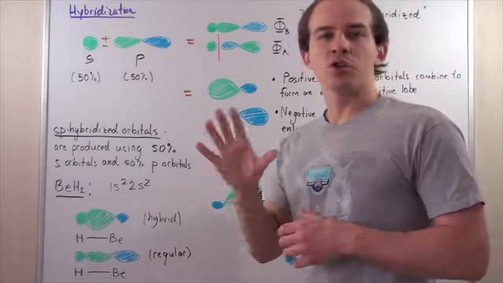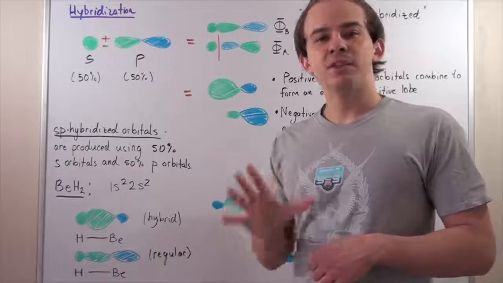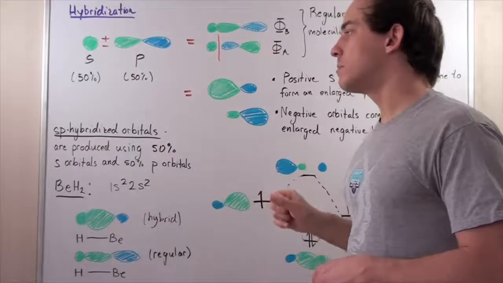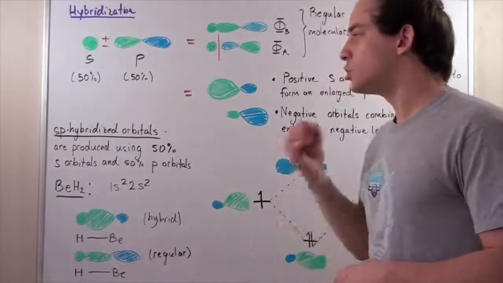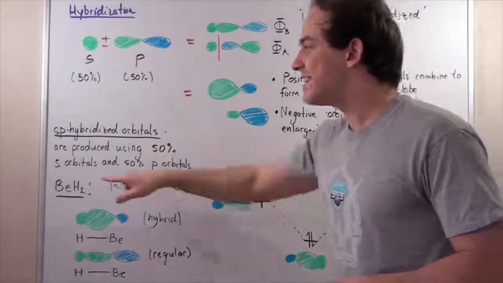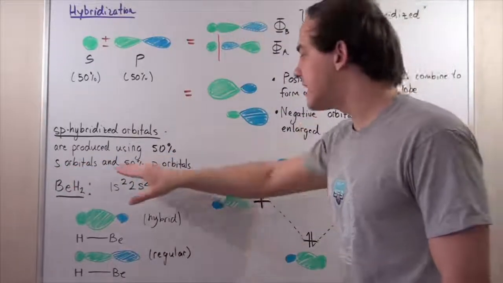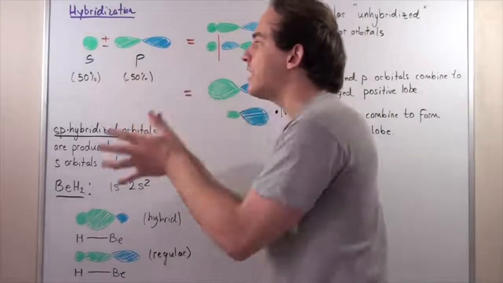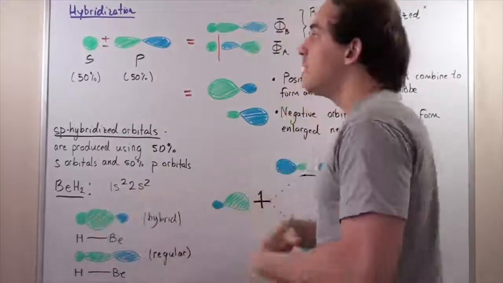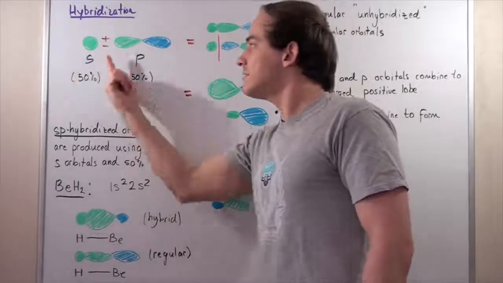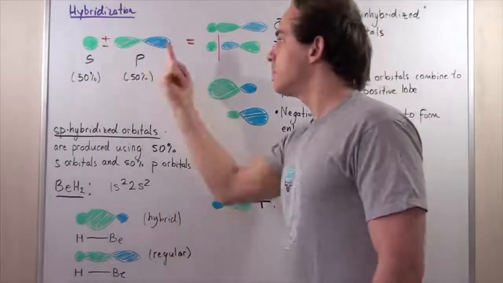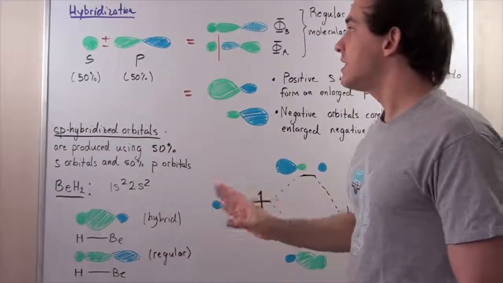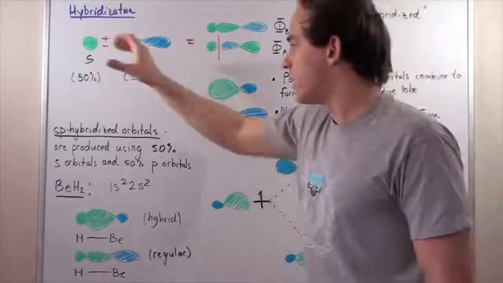Now in this lecture, we're going to only talk about sp hybridized orbitals. In future lectures, we're also going to talk about sp2 and sp3 hybridized orbitals. So what is an sp hybridized orbital? Well, this is simply an orbital produced using 50% s orbital and 50% p orbital. In other words, when we're combining our orbitals within that given atom, 50% comes from s and 50% comes from p. And this is known as an sp hybridized orbital. That's exactly what we have in this situation here.